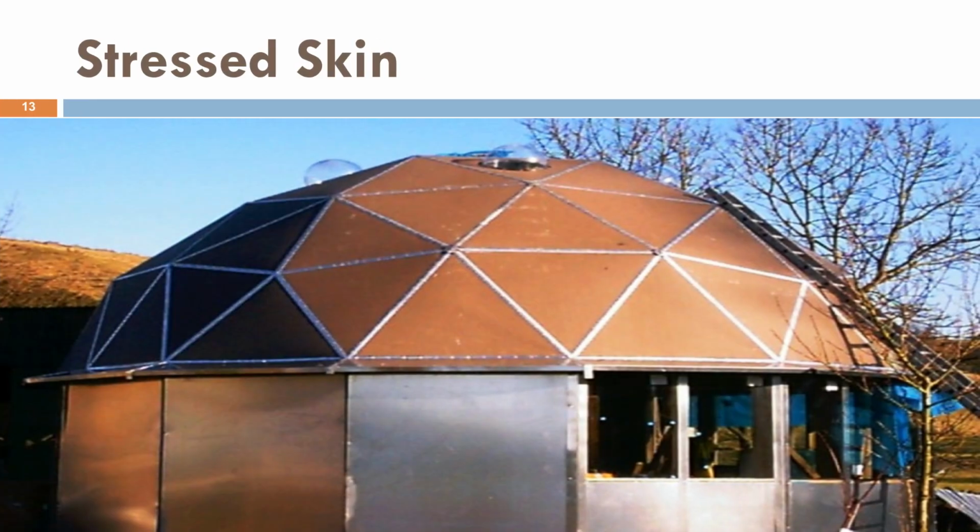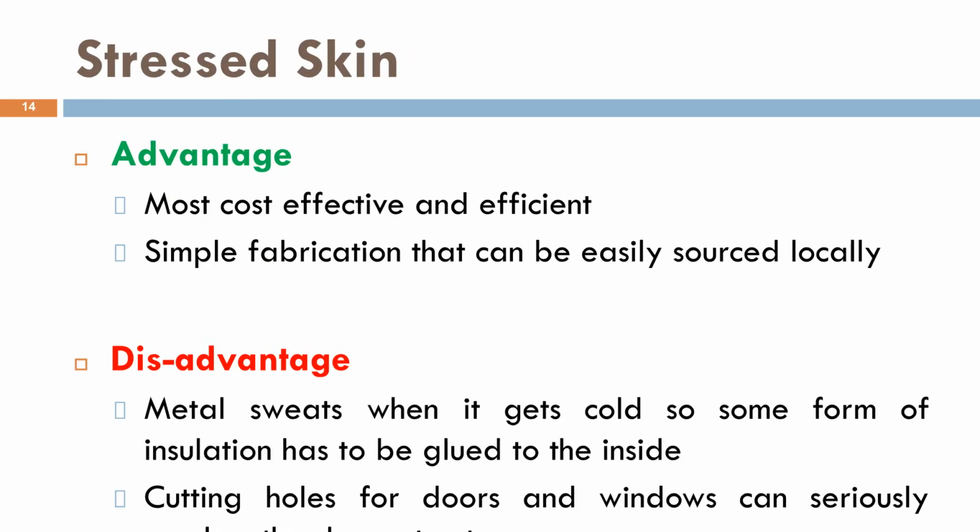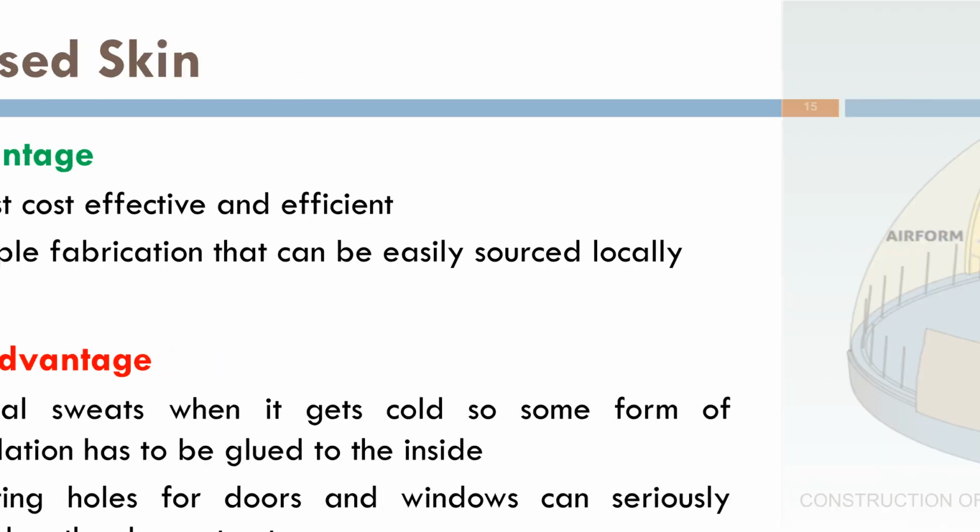The stressed skin technique relies on the outer surface to provide structural integrity to the dome. The stress skin method is considered one of the most economical and efficient dome construction techniques. The materials are simple and can often be obtained locally. However, metal surfaces may collect moisture when temperatures are low, making insulation necessary. In addition, creating openings for doors and windows may weaken the dome if they are not designed carefully. Proper detailing is therefore very important.